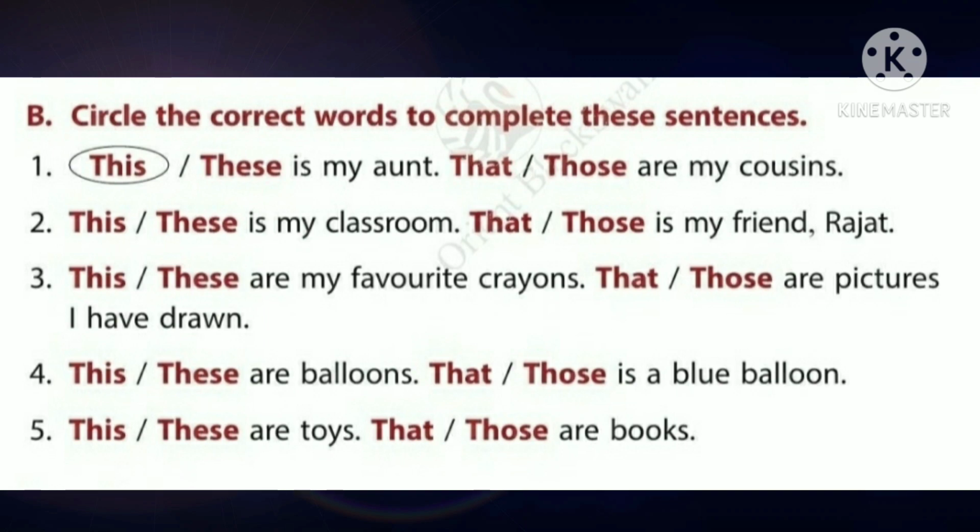So here first one, what is the answer? Is my aunt. There is only one aunt. That is singular. So we use this. It is already given. Then that or those are my cousins. Cousins, not cousin. So cousins is plural. So we have to use those. All of you circle those.